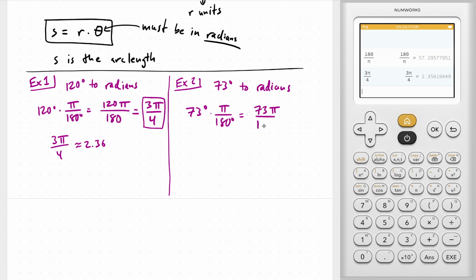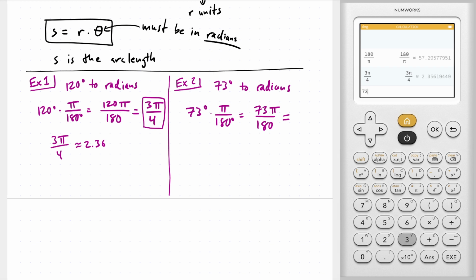So when you have an angle like 73, there are no common factors between 73 and 180. I don't believe there are. And so there's really no reducing you can do here. So typically for an angle like that, we'll just go ahead and give a decimal approximation.